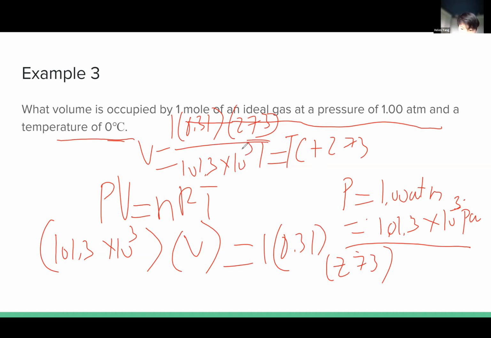And you would get 0.00224, I think, meters cubed. Oh, sorry, it's 0.0224, which is the same thing as 22.4 liters.